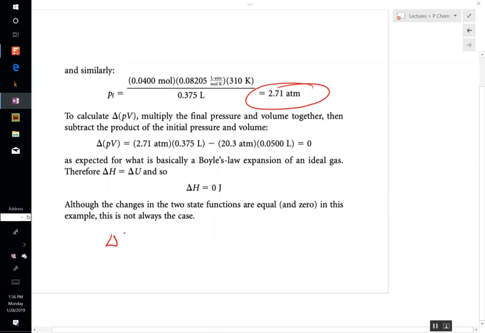Remember, delta H equals delta U plus delta PV. And that's the equation we're working with here. So we need this, what is the delta PV? It's the final pressure times the final volume minus the initial pressure times the initial volume. That's 0, so delta H equals 0.